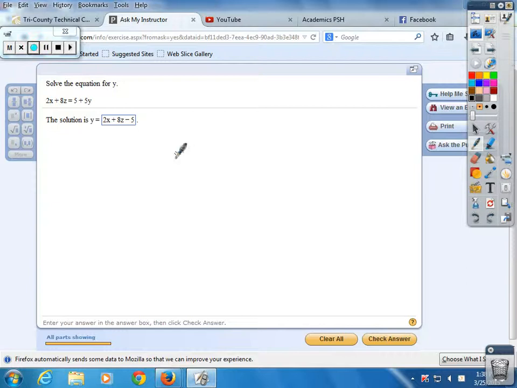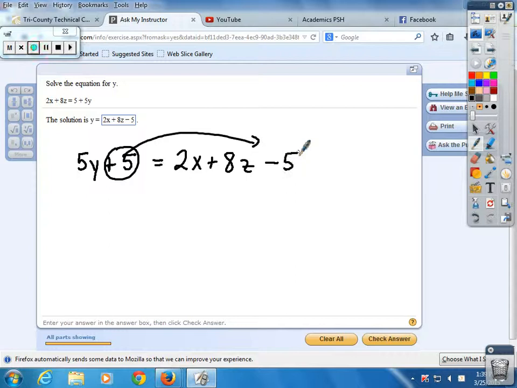So I'm going to put 2x plus 8z, and I'm going to put equals here, and I'm going to put 5y plus 5. Now a lot of people say, well, Hubert, I thought you said you read from left to right. We did read from left to right. So which side is the y going to be on when you finish? Okay. So what do we do with this positive 5? Take it across the river, and it becomes minus 5. So now we've got 5y is equal to 2x plus 8z minus 5.